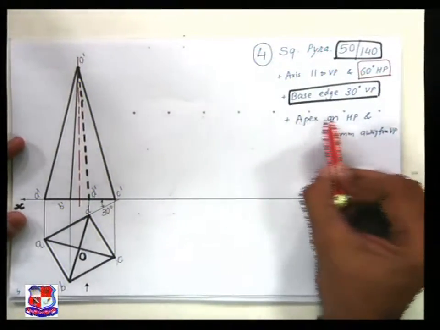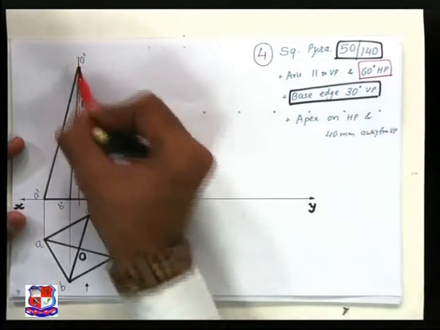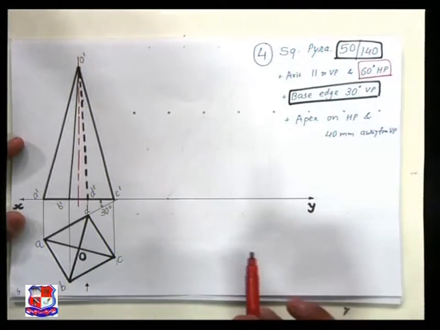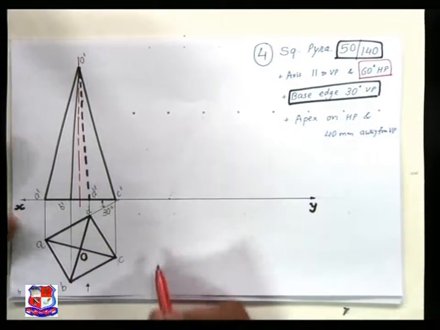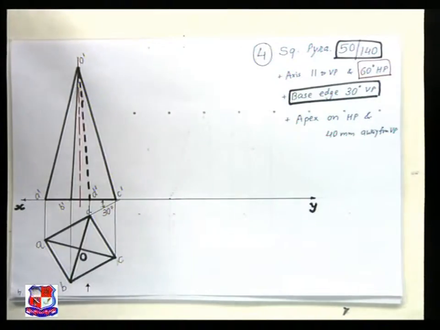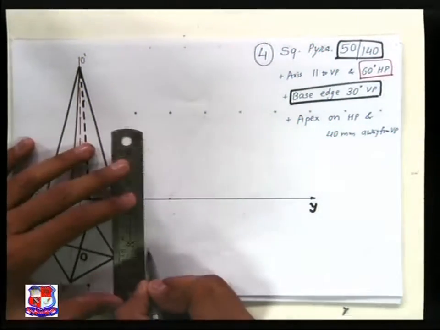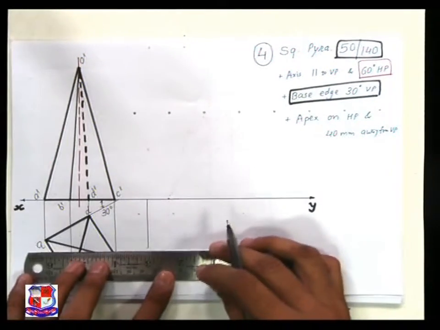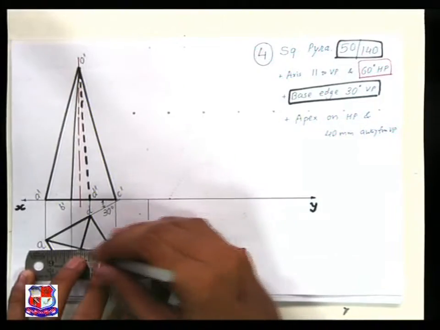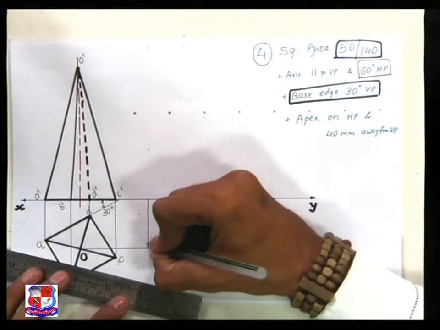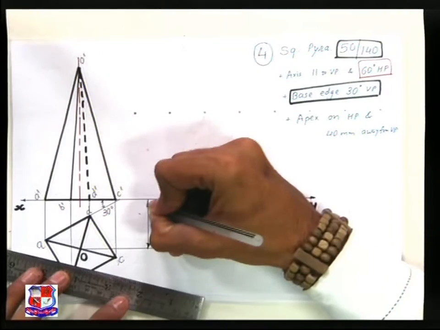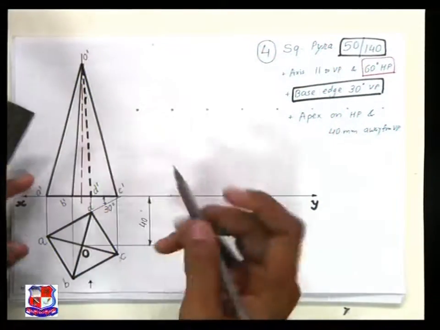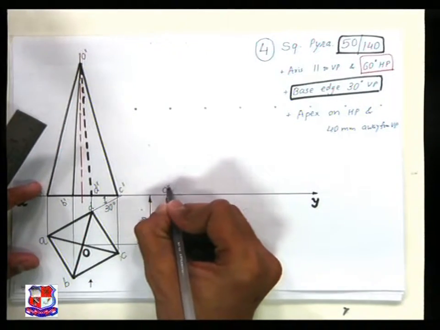it is given that apex is on HP. So this apex point should be on XY line and 40 mm away from VP. So this apex should be at a distance of 40 mm from vertical plane. So this distance should be kept 40 mm, this one, and that we should take care in the first step as well. This distance is 40 mm, right? And this O dash should be on XY line. So somewhere here O dash should be there.